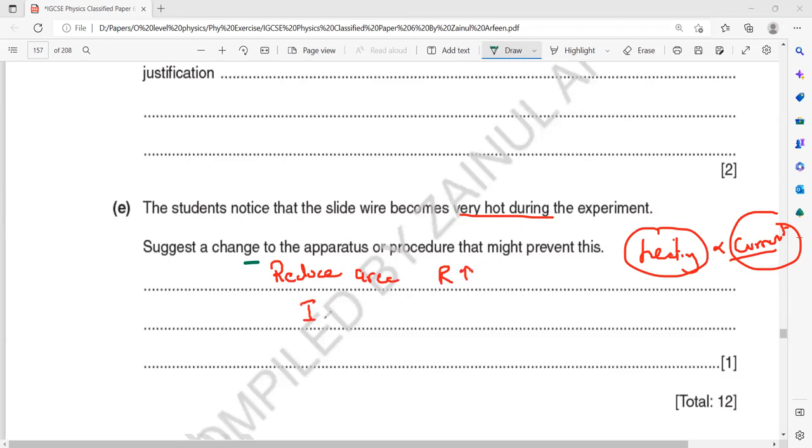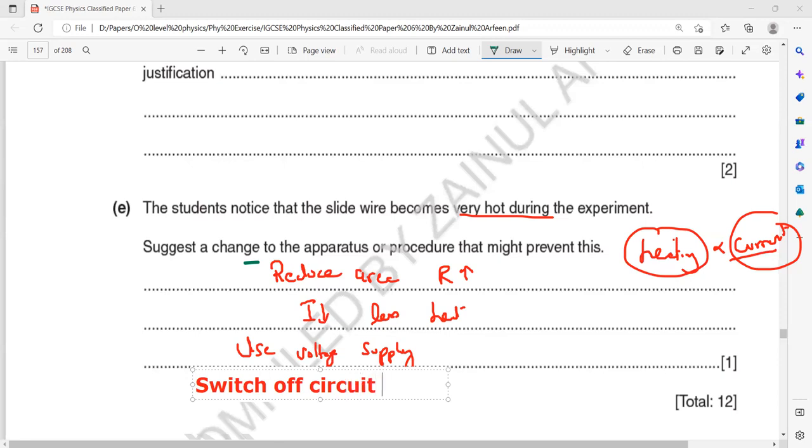If the resistance increases, what happens to the current? The current decreases, so it will produce less heat. Or you can use a low voltage supply. If you use a low voltage supply, less voltage, less current, so less heating effect. Or there's also another way: we can switch off the circuit between the readings so that it will cool down and will not remain hot for a longer period of time. Is it clear?